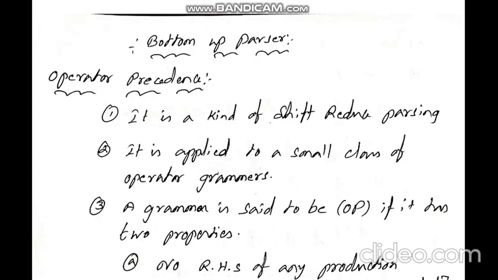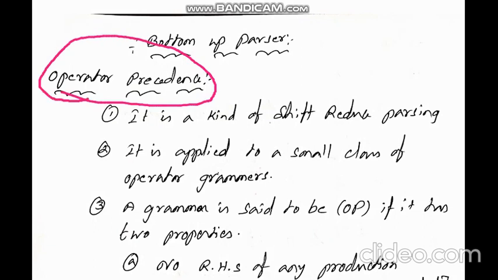Now I'm going to explain a topic called bottom-up parsing. We have already seen a topic under bottom-up parsing, that is shift reduce. The second most important algorithm in bottom-up parsing is operator precedence. So here you can see what exactly the operator precedence does.